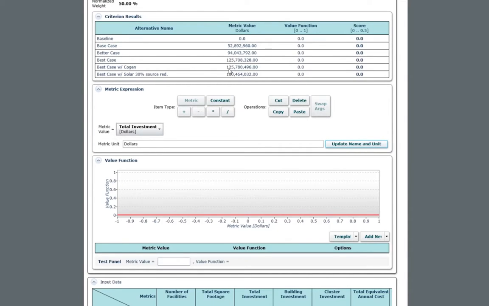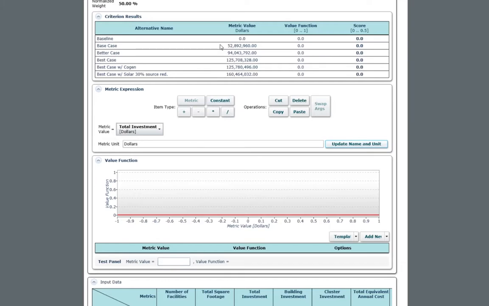Now our best case with cogen, and remember we added the cogen to that cluster that already existed. I don't know if you recall that. And then in the best case we added solar. Okay, so in this case we want to decide what is our best value.